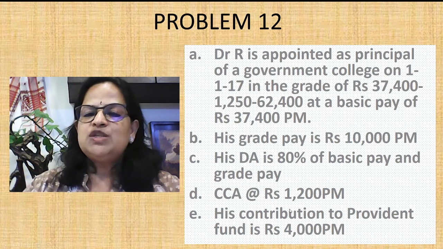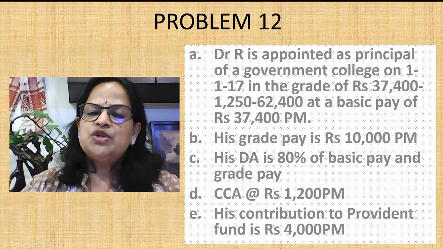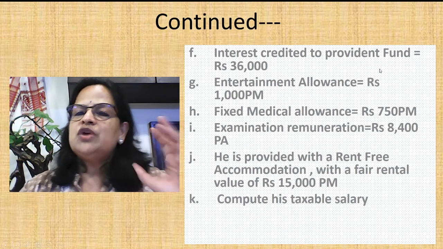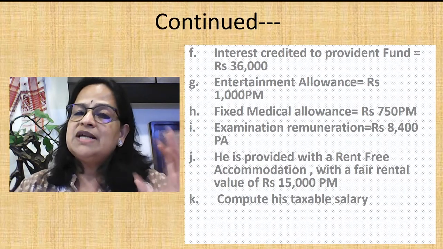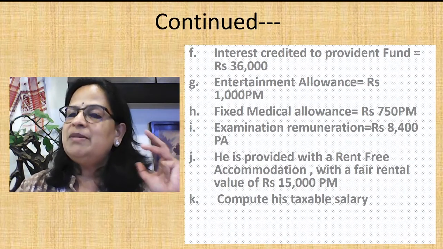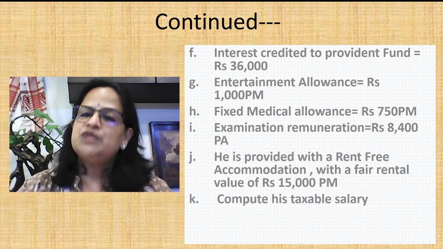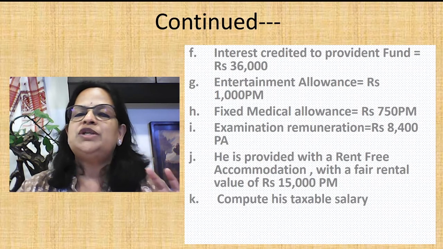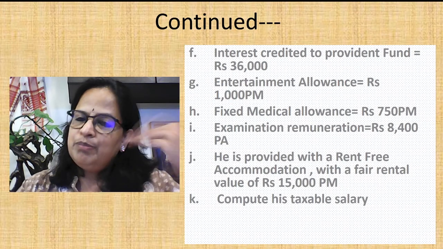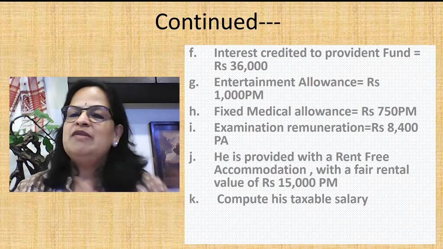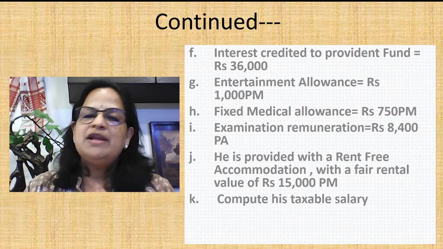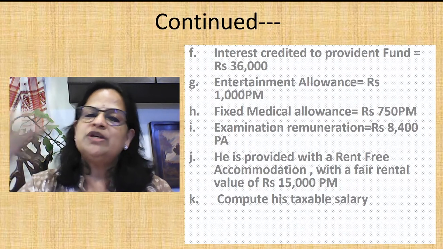City compensatory allowance 1,200 per month. His contribution to Provident Fund is 4,000 per month. Now interest credited to Provident Fund. It is not given whether it's RPF. We will consider only if it's RPF. Provident Fund can be anything: Statutory Provident Fund, unrecognized Provident Fund, URPF, RPF or Public Provident Fund. So once it's mentioned as RPF, then only we will do the treatment. So these two items, Provident Fund contribution and interest credited, we will just ignore because it's not mentioned whether it is related to RPF.